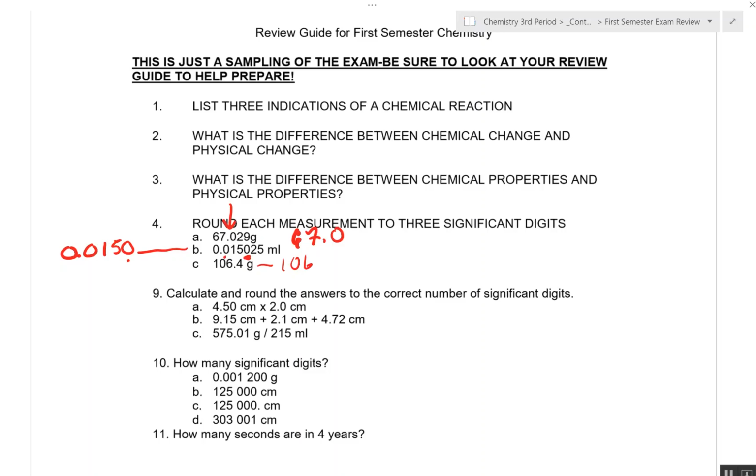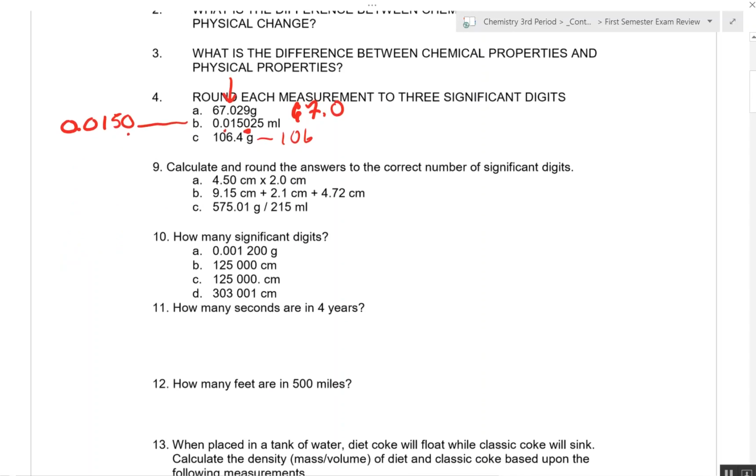Calculating significant digits in multiplication problems, you always go to the least accurate. So you got 4.50 times 2, and so that's going to be 9.0 because it has 1 decimal point in the second part. All right. Dividing's the same way. On part C here, there is no decimal after here, so you only can round off to the before the decimal point.